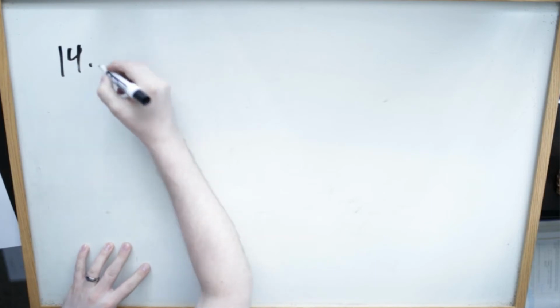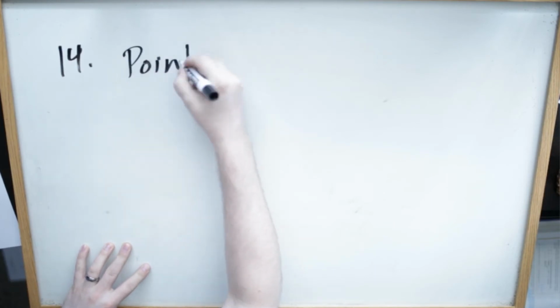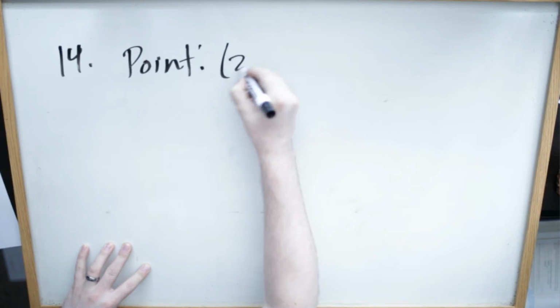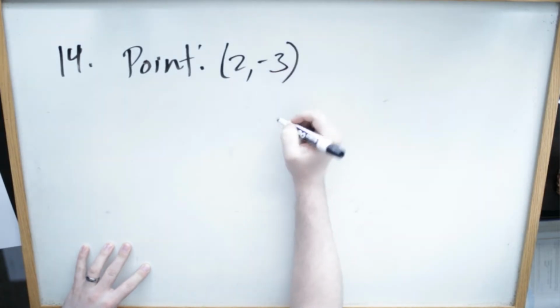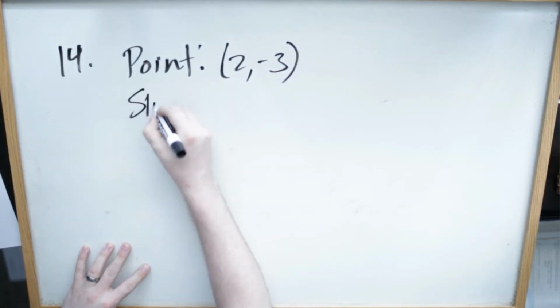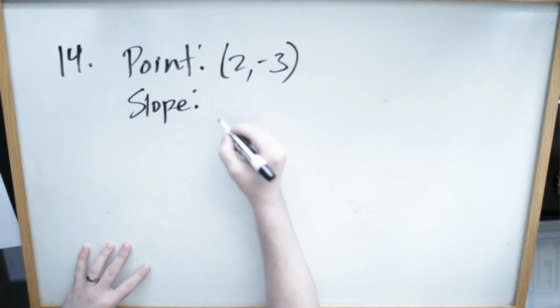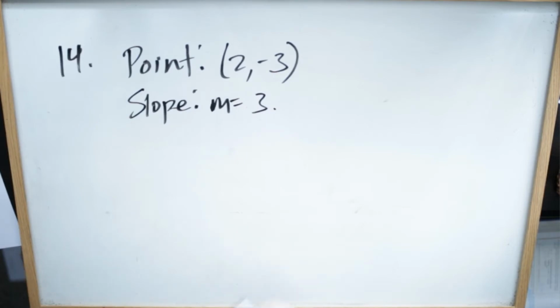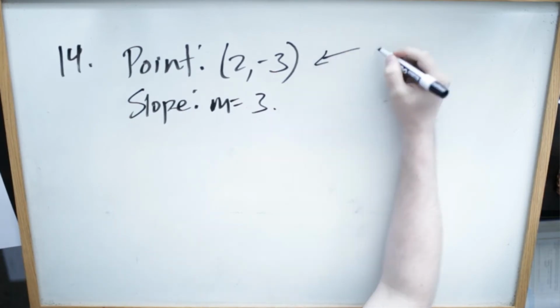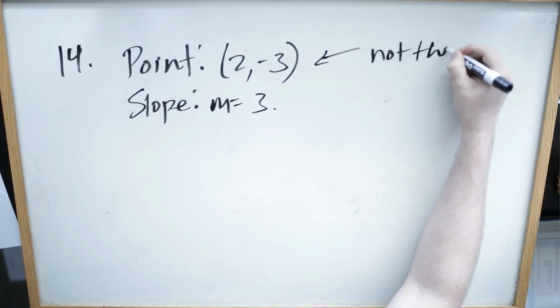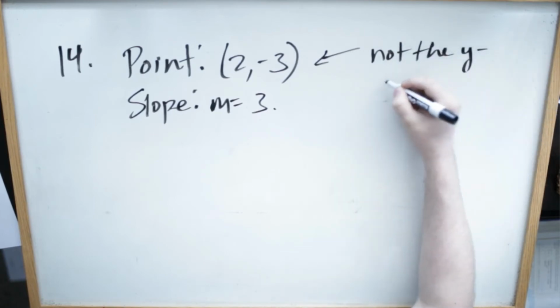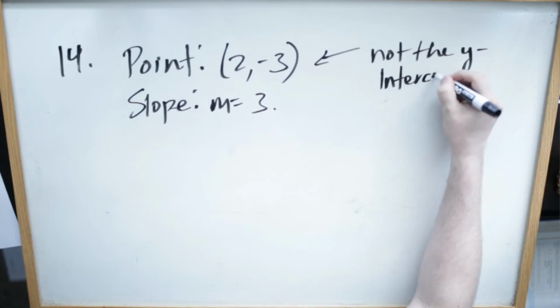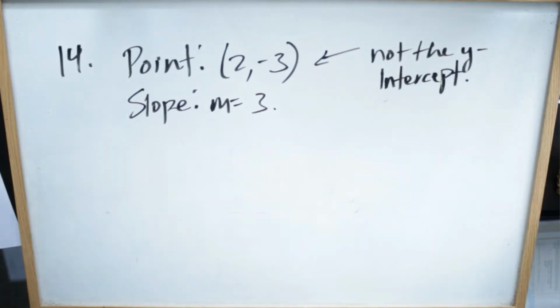Let me go ahead and do another one. Question 14. They give us the point (2, -3), and the slope is going to be m equal to 3. Okay, so notice this is not the y-intercept. Okay, that is important for us to remember.